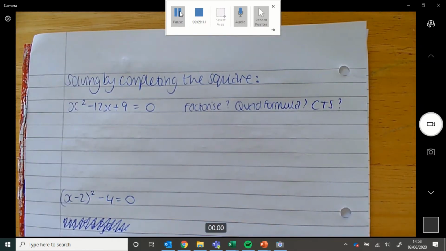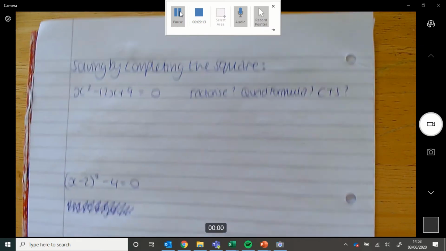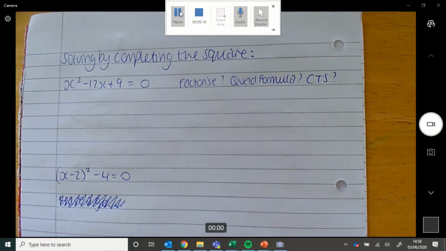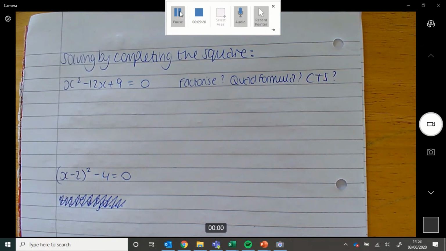Okay, now we need to tie it all together and have a go at solving by completing the square. So skills that we have already: we can factorise and solve, we can use the quadratic formula to solve, and now we're going to have a go at completing the square to solve.